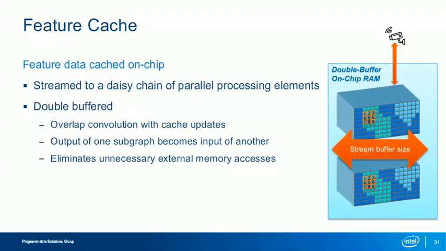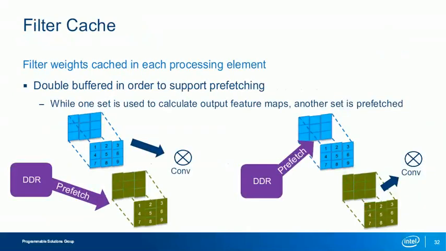We simply switch the designation of input and output buffers. This process eliminates unnecessary external memory access and takes advantage of the very high on-chip memory bandwidth of FPGAs. The filter cache in each processing element is designed to store filter coefficients during convolution. This cache is also buffered, so when we perform convolution for one filter to calculate output feature map, the next filter from the same convolution layer is being prefetched. This again eliminates any overhead in accessing filter coefficients.